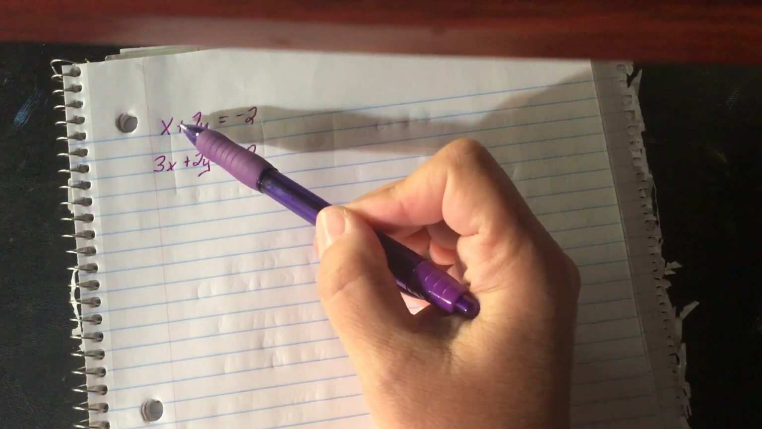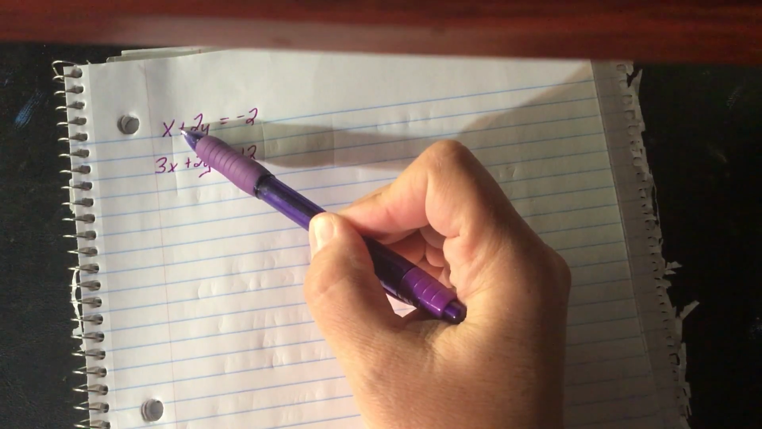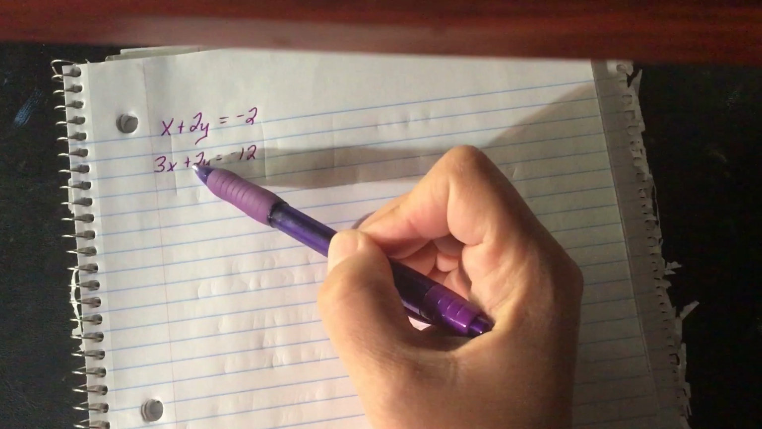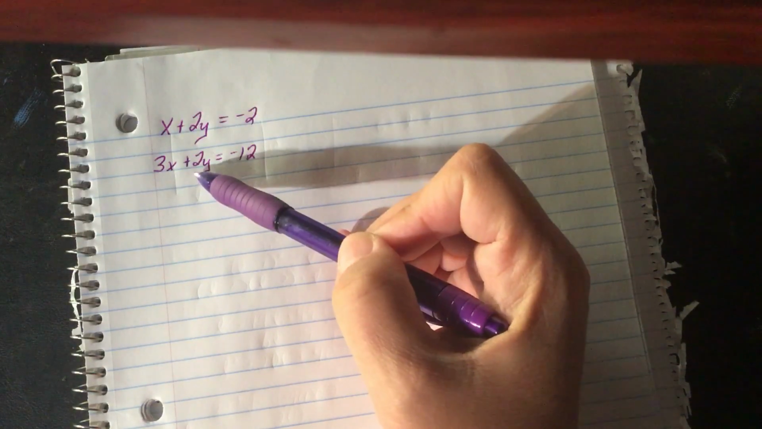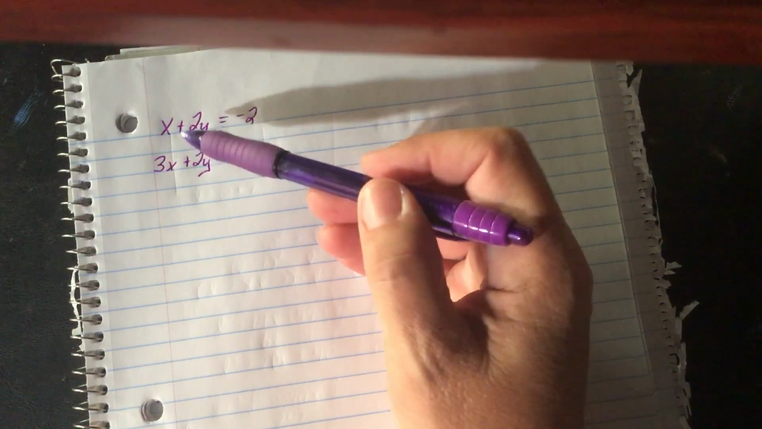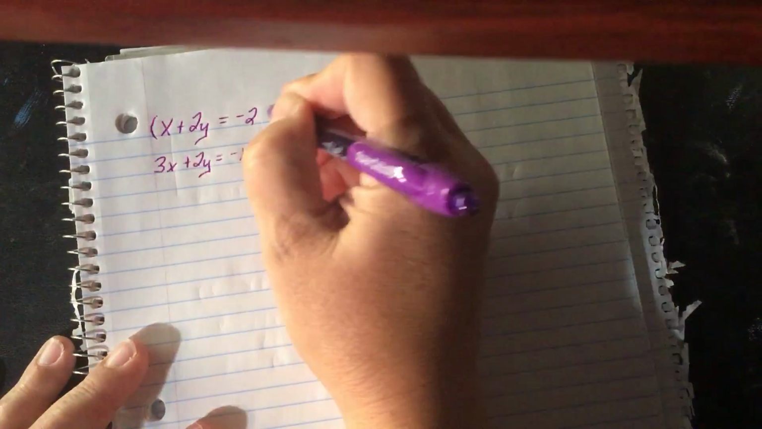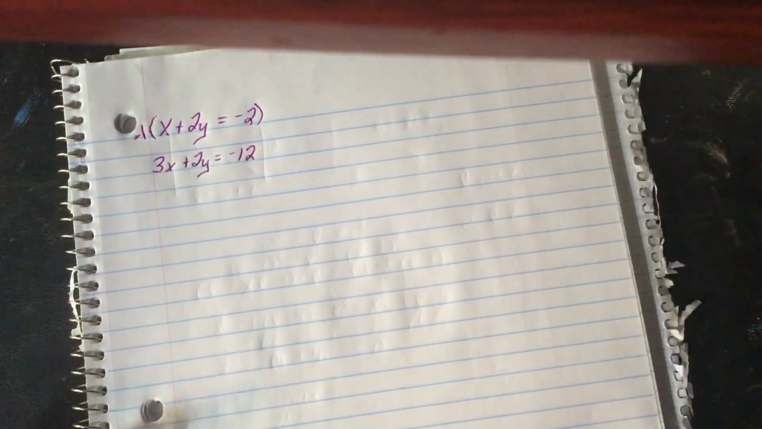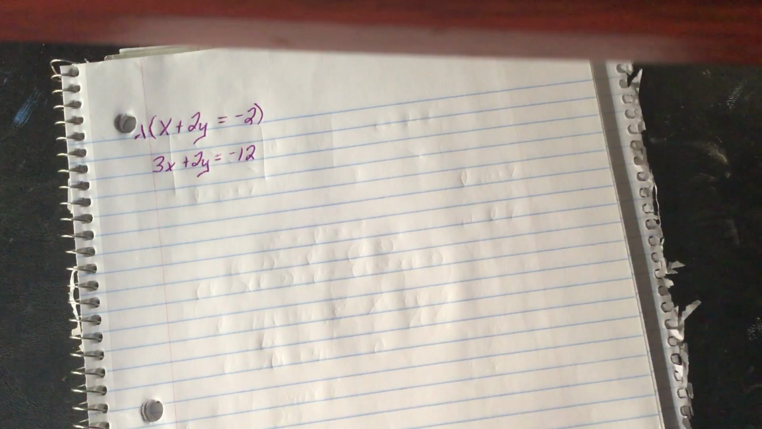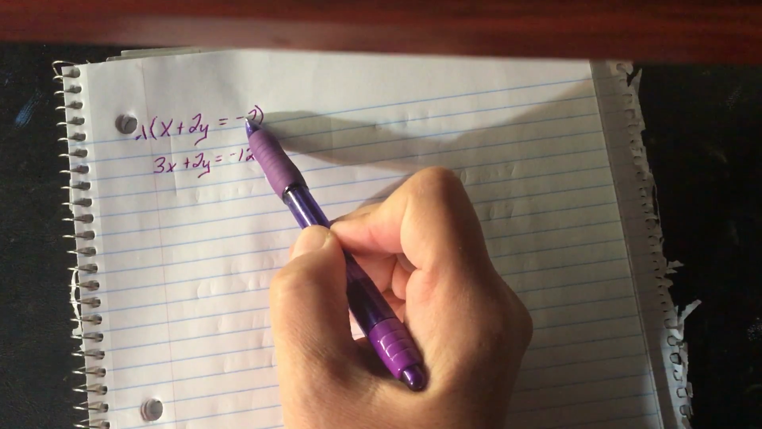The second thing you look at is the signs. Are they different? Because we need one positive, one negative. In this case, we have the y's where they both match with 2, so we're going to pick on the y. But the problem is they're both positive. We need one being negative. So that means I'm going to multiply through by -1 because I need to change the sign. So each piece is going to be multiplied by -1.